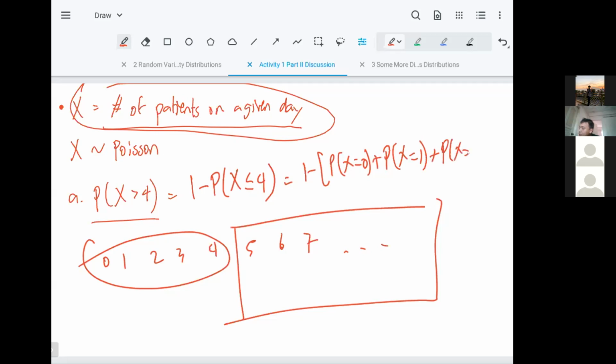Kasi kwento lang siguro, yung mga mas matanda pa sa akin, may mga table sila dyan. So hinahanap nila sa table. Ganun, ano yung probability na X equals 0, nakalista na lahat. So yun, hanapin talaga. Hindi ko na inabutan yun.